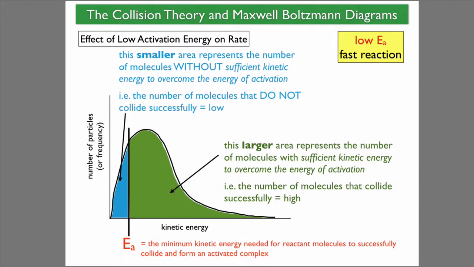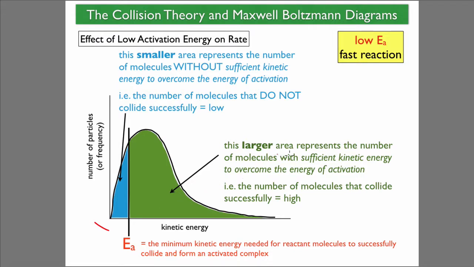Okay, let's look at the effects of low activation energy on rate. Low activation energy will have a fast reaction. If we look at our Maxwell-Boltzmann diagram here, you can see we'll put in the activation energy level. It's far lower. We've got a low activation energy, which means that far more of the particles now will be found with kinetic energies above that energy level.